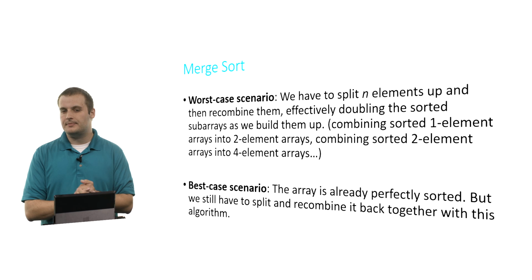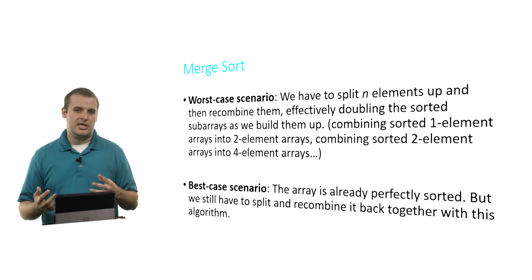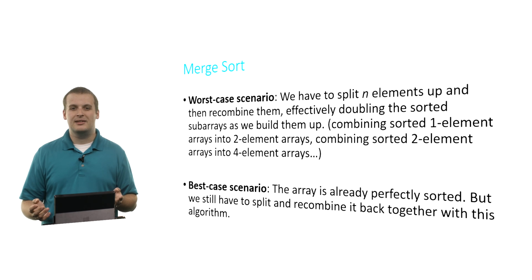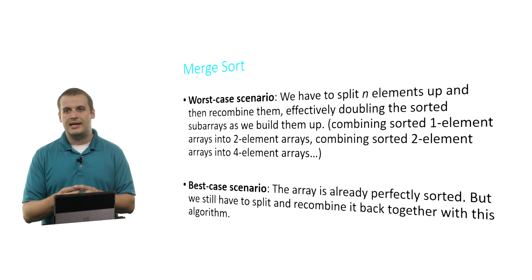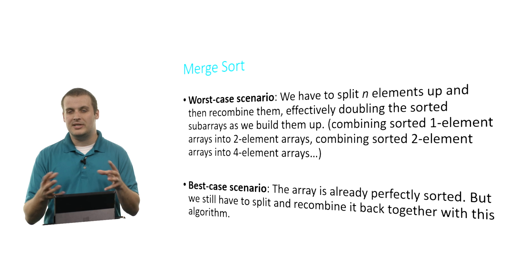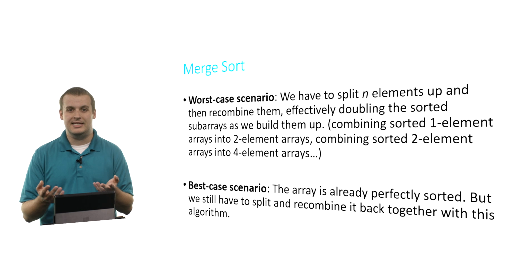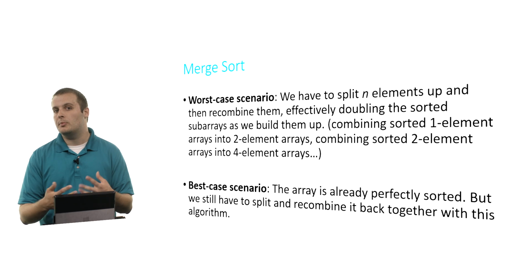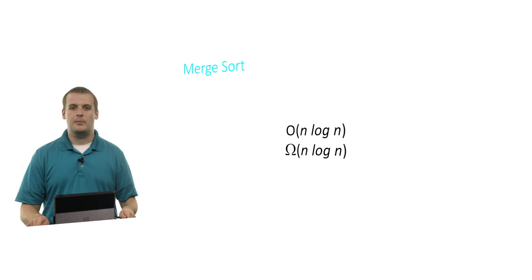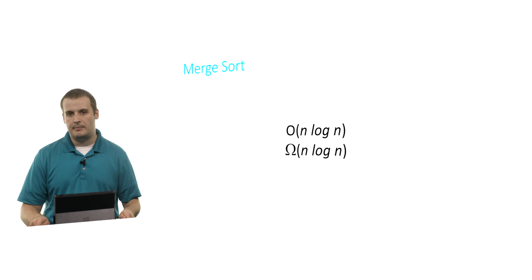In the best case scenario, the array is perfectly sorted. That's great. But based on the algorithm we have here, we still have to split and recombine, although in this case, the recombining is kind of ineffective. It isn't needed. But we still go through the whole process anyway. So in the best case and in the worst case, this algorithm runs in n log n time.